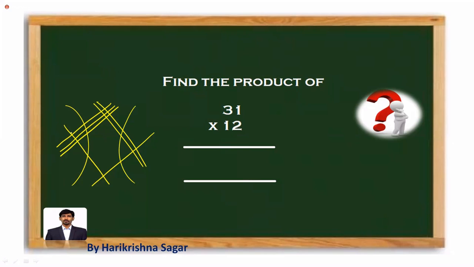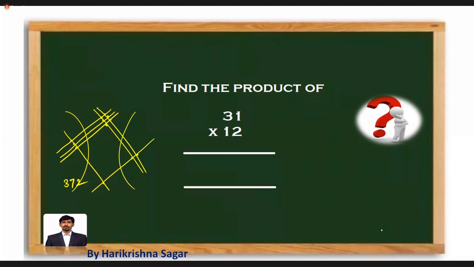So number of intersections means here I am able to see 3 intersections, and 1, 2, 3, 4, 5, 6, 7. This is 7 and this is 2. So the answer is 372. You can make the answer choice as 372.